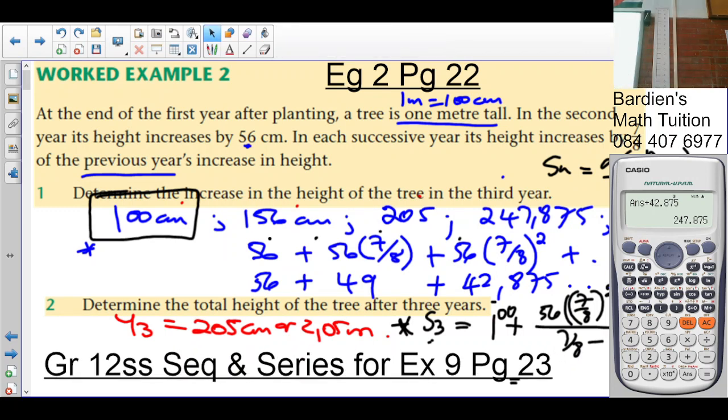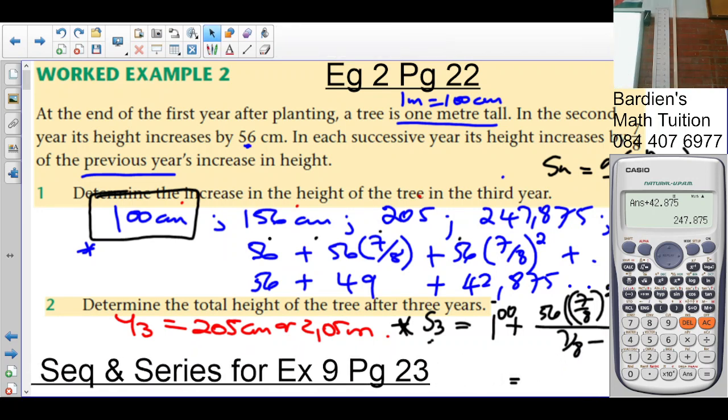Okay? So it's going a bit cramped here. So it's going to be simply 100 plus 56 into 7 over 8 to the exponent 2, minus 1, and this is all over 7 over 8 minus 1. That gives us 205 anyway. Okay, 205 centimeters or 2,05 meters. That's probably behind the calculator at that point. Okay, but I'm sure you guys get the picture at this point.